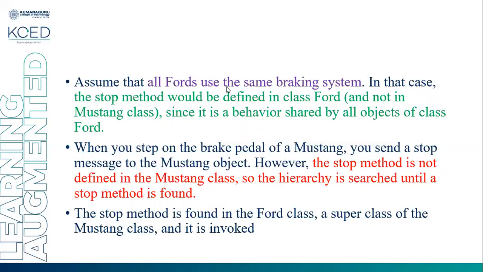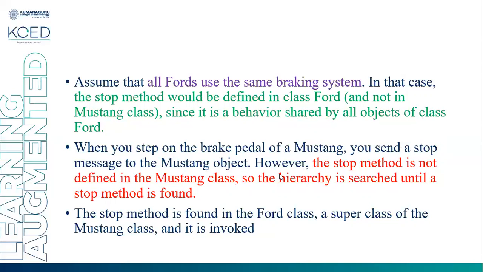Assume that all Fords use the same braking system. In this case, the stop method would be defined in the Ford class and not in the Mustang class, since the behavior is shared by all the objects of the Ford class. When you press the brake pedal of a Mustang, you send the stop message to the Mustang object. However, the stop method is not defined in the Mustang class. So the hierarchy is searched until the stop method is found.